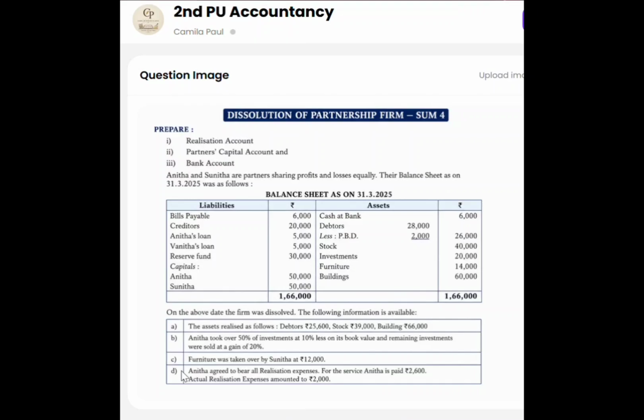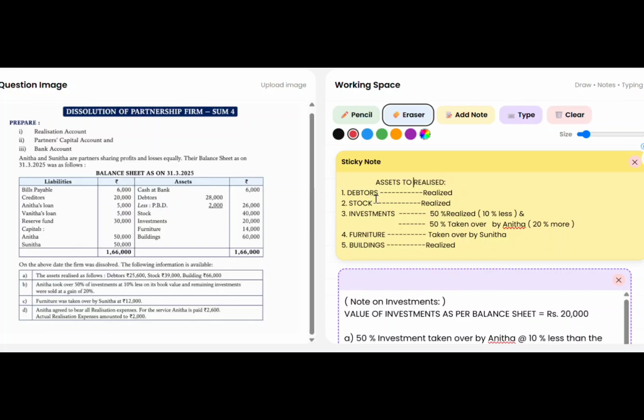The next adjustment says that Anita agreed to bear all realization expenses. For this service, Anita is paid rupees 2,600, but the actual realization expenses amounted to rupees 2,000. So let's see how to treat all these adjustments in the different accounts. Now let us see the note given for various adjustments.